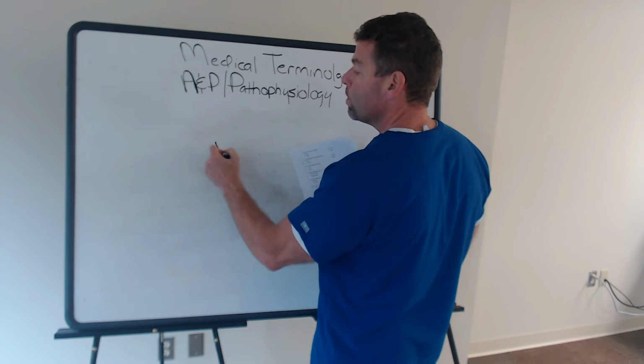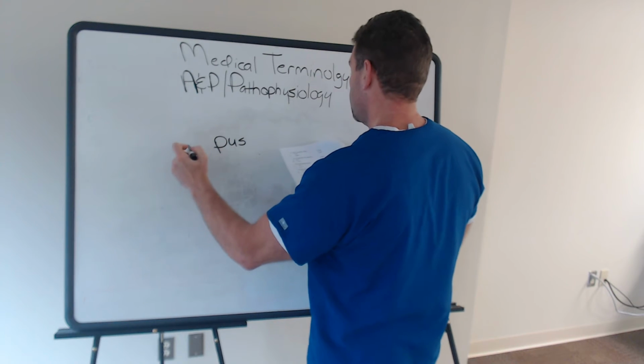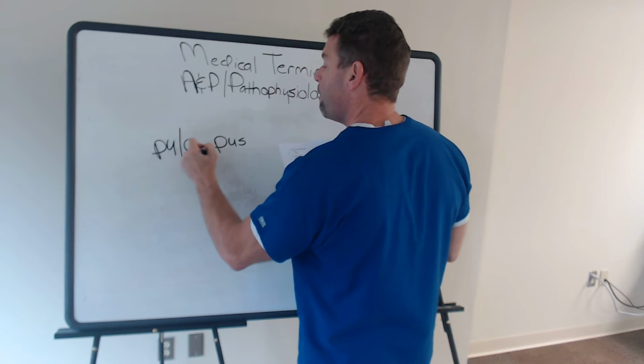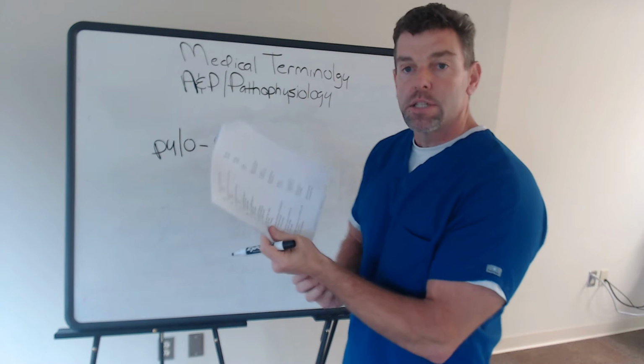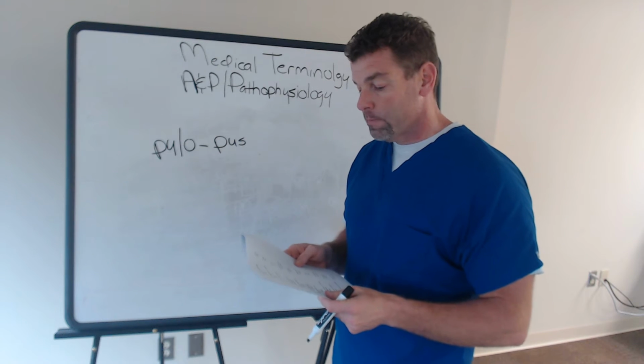A combining form that means pus. The combining form that means pus is pio. Pio means pus. That might be discharge from an organ due to infection.